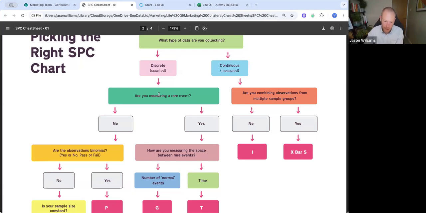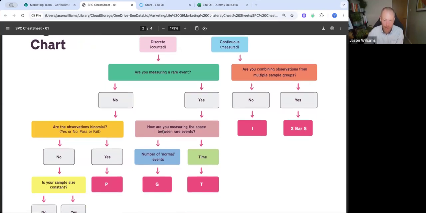So yeah, if it is a rare event, yes. And then we're going to come down this avenue. How are you measuring the space between these rare events? Again, if it's never events, are we interested in recording the amount of time between never events? Often, the number of days between a never event. Then it's going to be a T chart. Nice and easy to remember because T charts often deal with time between something happening.